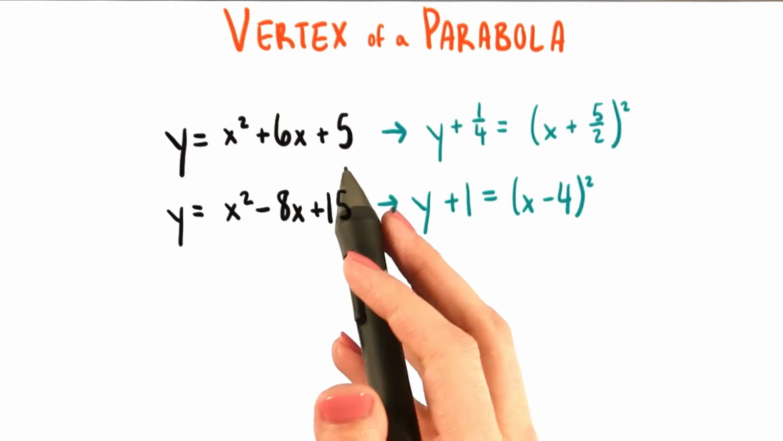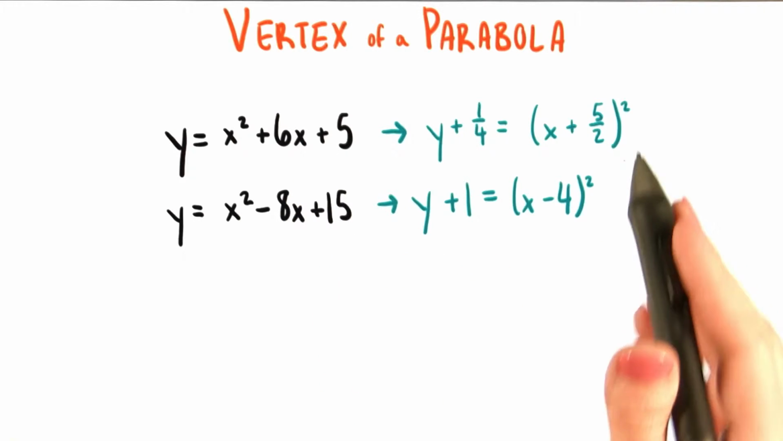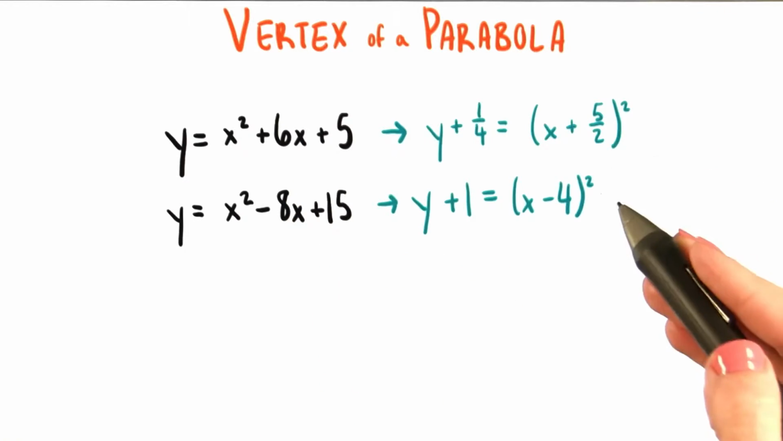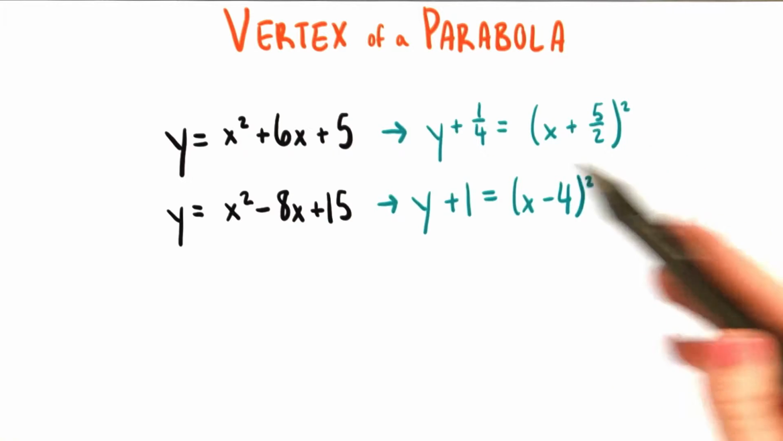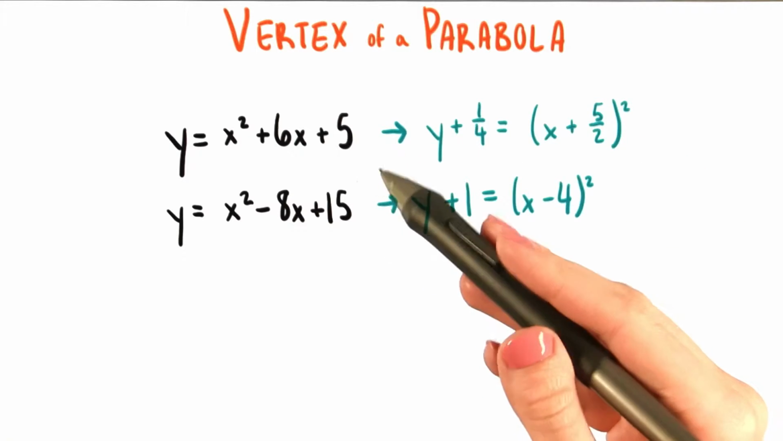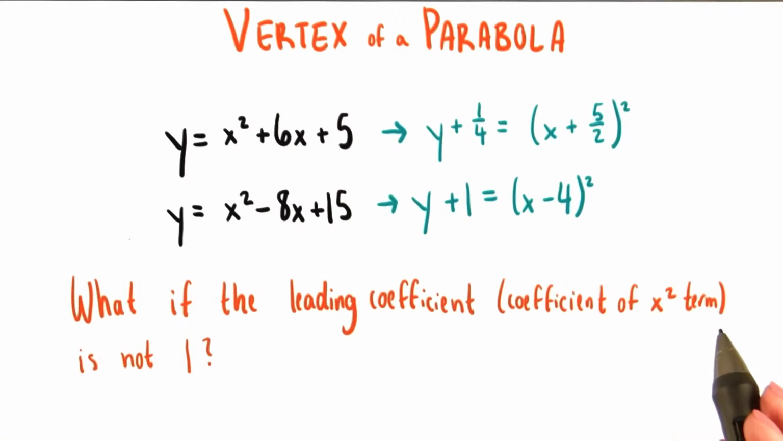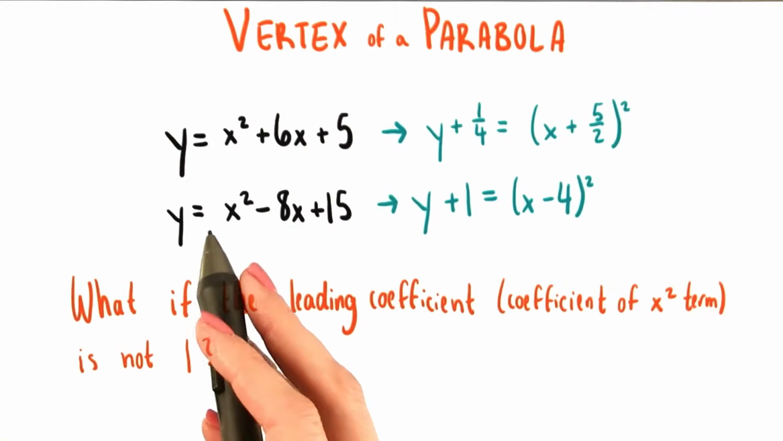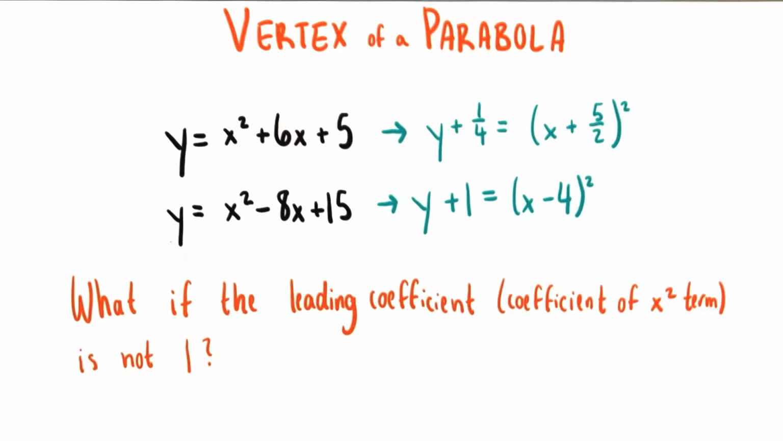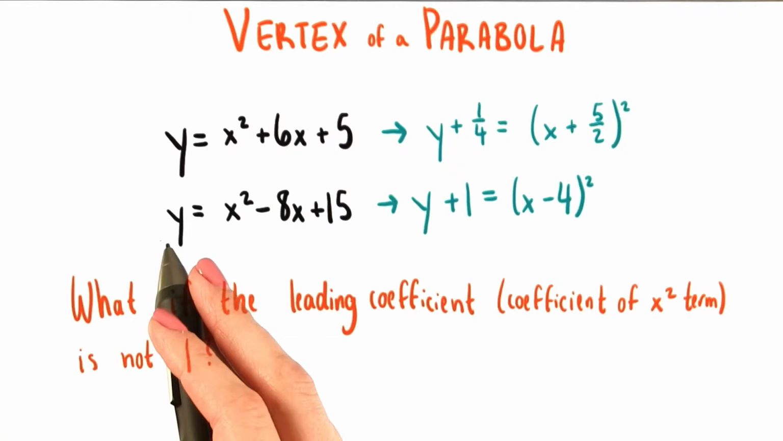So we see now how to transform a couple of different equations to this new form, which is really helpful for us in certain ways. But there are a lot of different equations for parabolas that don't look just like these two. In particular, what if our equation doesn't have a leading coefficient of 1? Leading coefficient here refers to the coefficient in front of the x squared term, the term with the highest power.